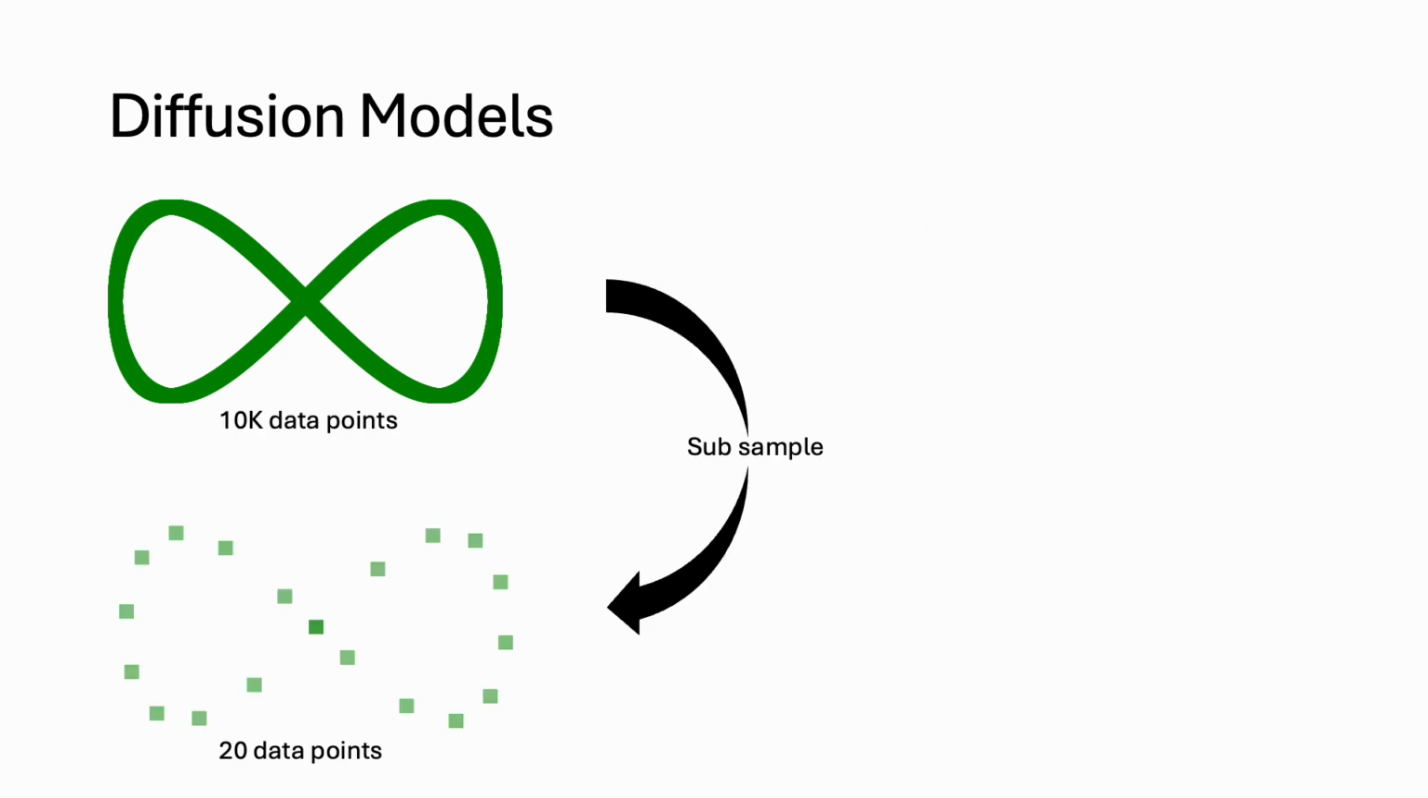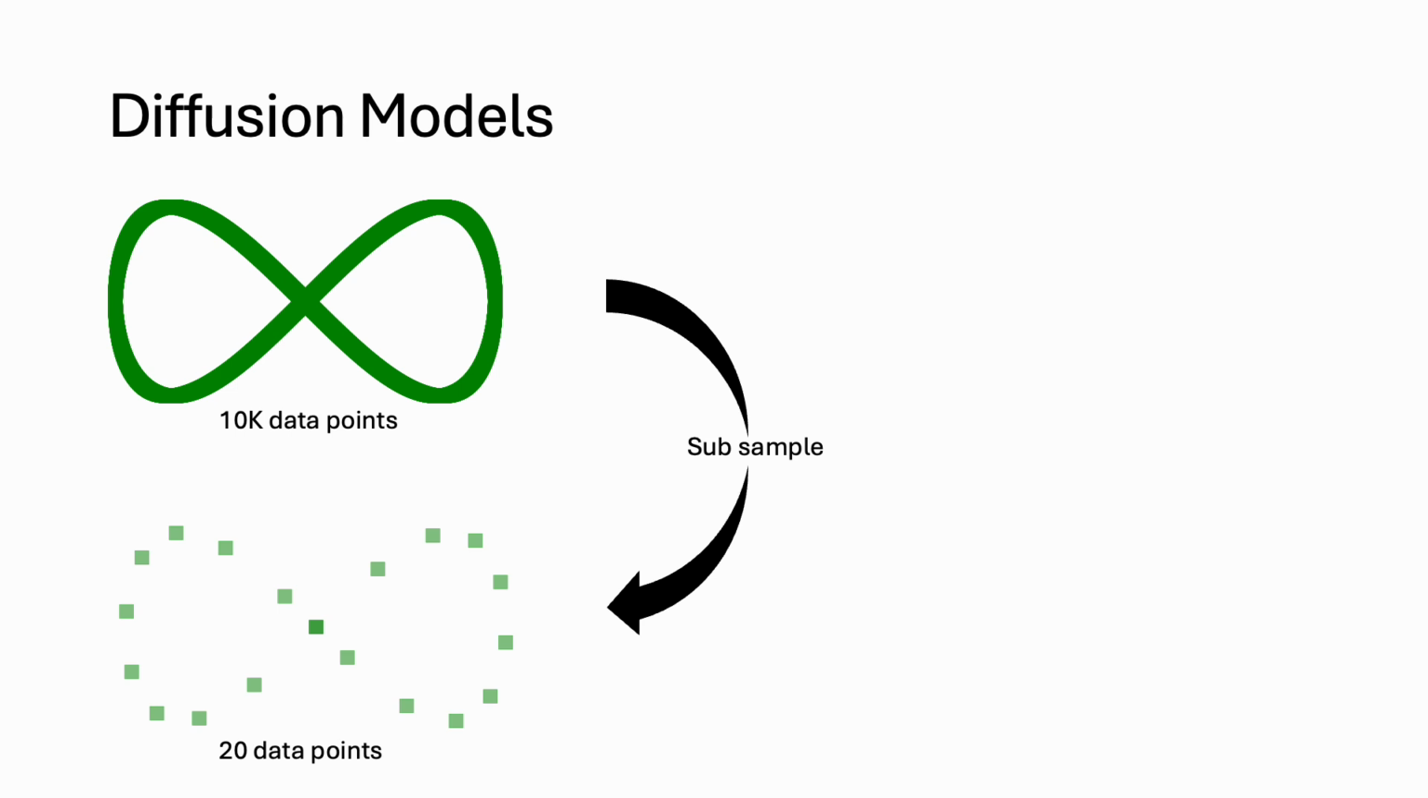And you can see the samples closely match the data distribution. But what happens if we have significantly fewer data points? Using the same dataset of 10K points, you can subsample that dataset and get a dataset of 20 data points. And the dataset is actually of the same shape. I mean, both of these datasets look like an infinity symbol.